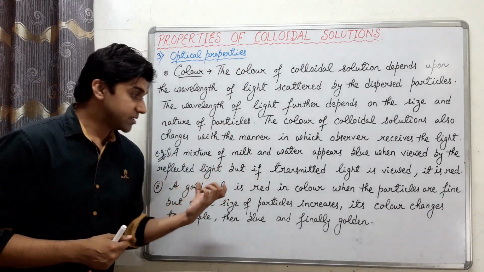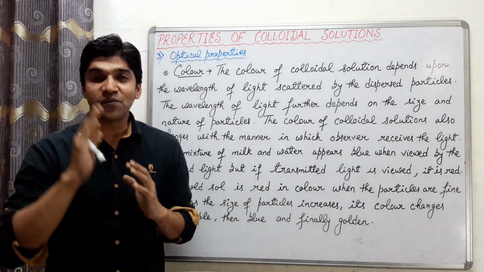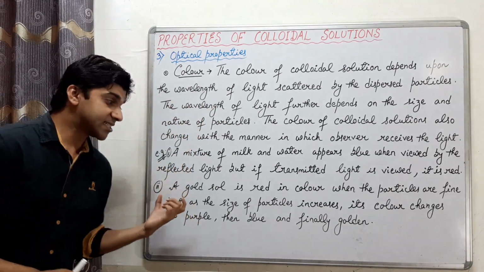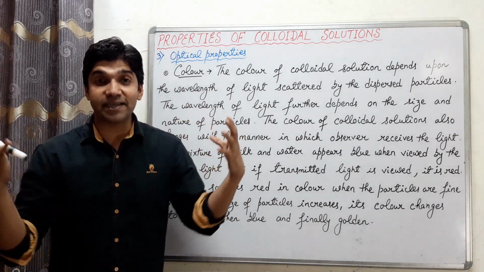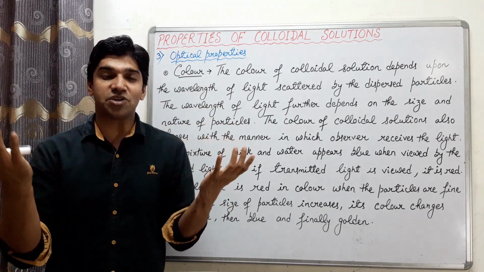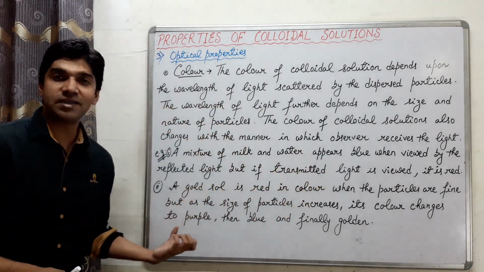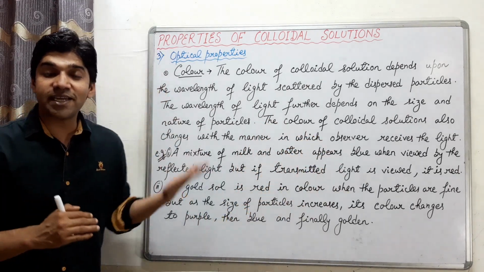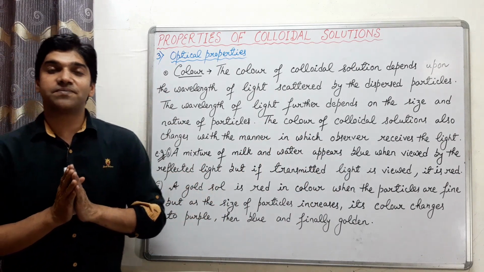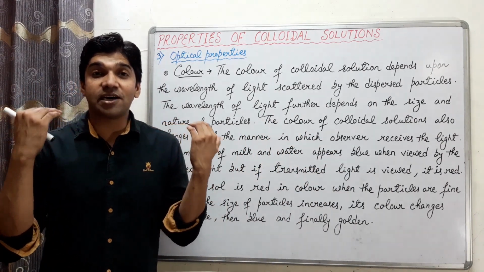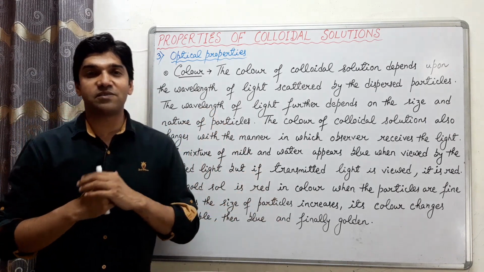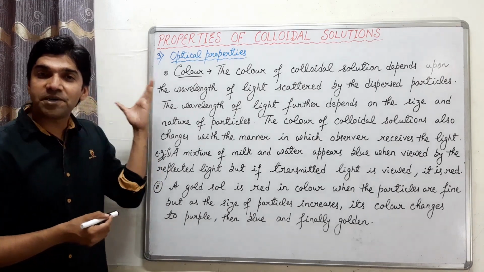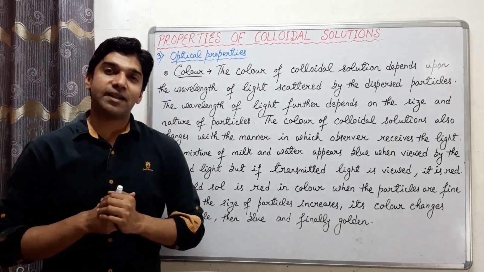Now how the color will change with the size of the particles. Gold sol is red in color when the particles of gold are very fine, very small. But as the size of particles increases by aggregation, the same gold solution changes to purple, then blue, and finally golden color. So we have a change in the color of the solution with the change in the size of particles of the dispersed phase. So that's about the color, which is an optical property of a colloidal solution.